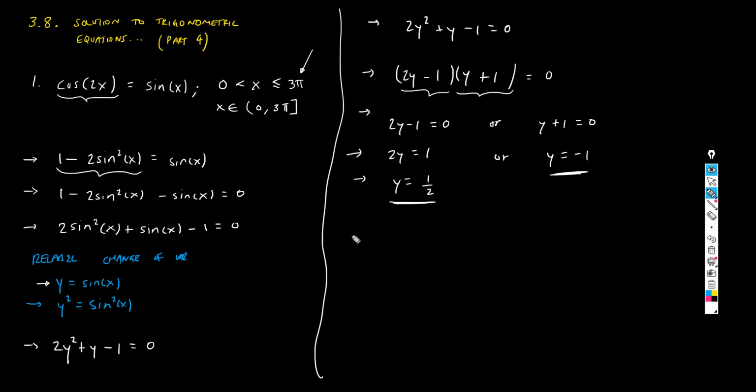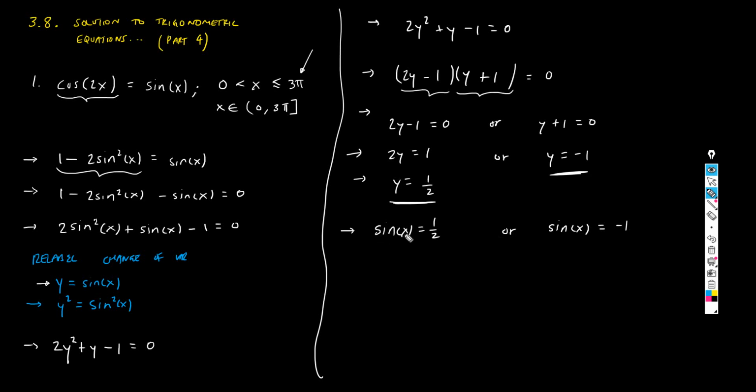Now that we have solved for y, we need to go back to remembering that y is in fact sine of x. So then I have that y, which is sine of x, must be equal to 1/2, or y, which is equal to sine of x, must be equal to minus 1. So we have two branches. We have this branch to deal with and this other branch to deal with. And I'm going to do it separately, as always.